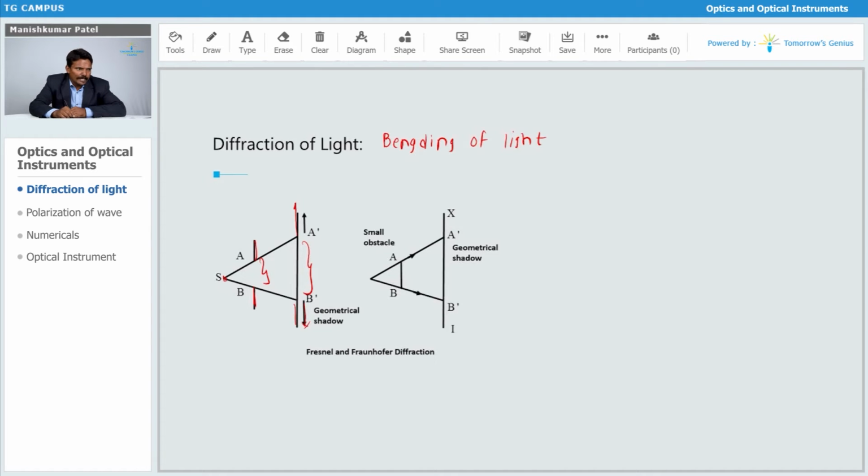Similarly, this is the obstacle which I kept over here, so obviously the light will pass from this side. This one is the geometrical shadow and this one is the illuminated region. The light gets bent when it passes through that small aperture or slit, and it is bent around the edges or corners. That effect we call the diffraction of light.